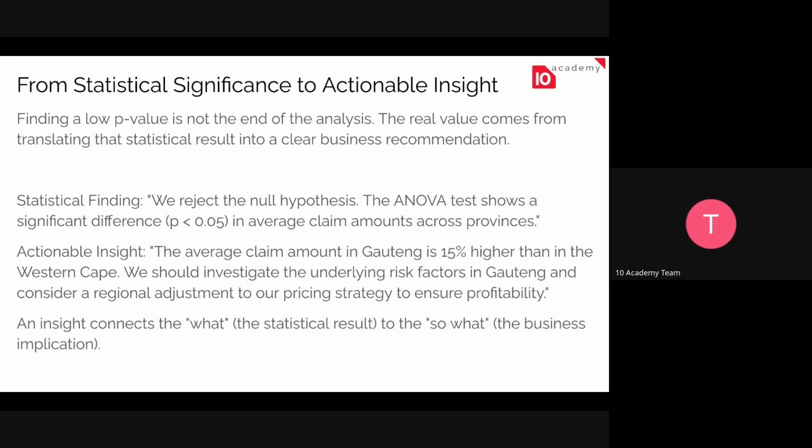If everything is clear, I think we can move on to the next part, which is just getting actionable results. You have done all these tests and analyses, and you have built a model, but you need to communicate these things to your audience, of course. So let's go from what we have seen from the p-test to getting actionable insights. Going from statistical significance to actionable insights is going to help us with that. So finding a low p-value, you have to understand this.